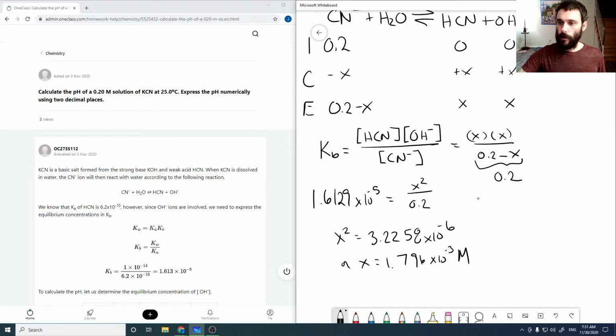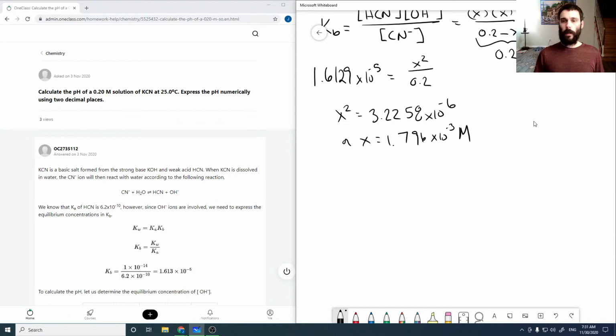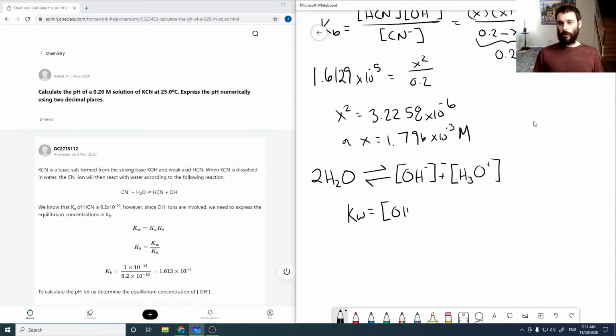And so looking at our ice table above, x is our OH minus concentration at equilibrium. For pH, we want our H3O plus concentration. So recalling that our Kw factor comes from this expression, okay, where Kw is equal to our OH minus concentration times our H3O plus concentration, which means with our OH minus concentration, we can calculate our H3O plus.